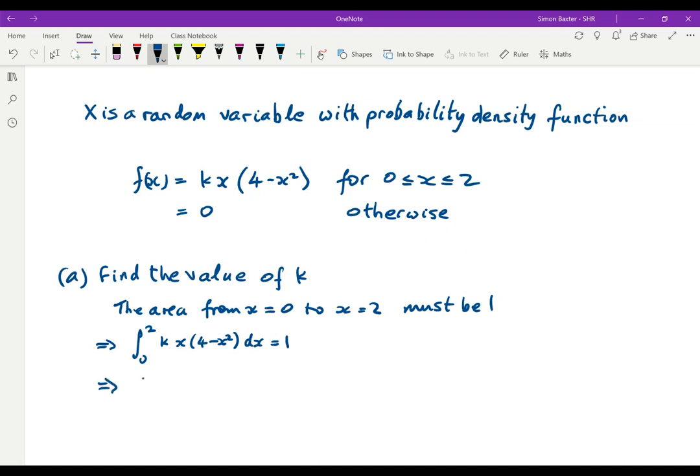Well, let's do that. I like to take the k out. Integrating the 4x gives me 2x squared, and integrating the x cubed gives me x to the 4 over 4, between 0 and 2. Put the 2 in, and we get 2 times 2 squared is 8, minus 2 to the 4 is 16 over 4 is 4. So that is 4k. This is the area under the curve. That, therefore, is 1. And we've worked out quite easily that k must be a quarter.